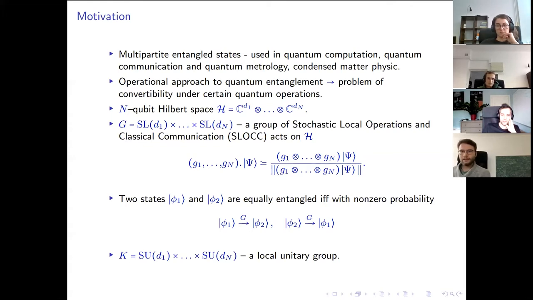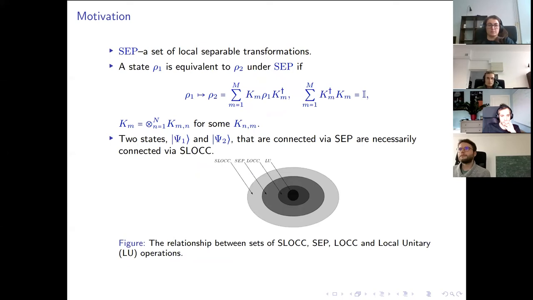So this is one class, stochastic local operations, which we probably all know. And another is given by the local unitary group, okay? They are called local unitary operations, right? So this is just a local change of basis. These are kind of two extremes, because of course this group G is much, much larger than K. The number of stochastic local operations is much larger than just the local unitary group. But we also have some things in between, which are interesting. So this is a relationship between them.